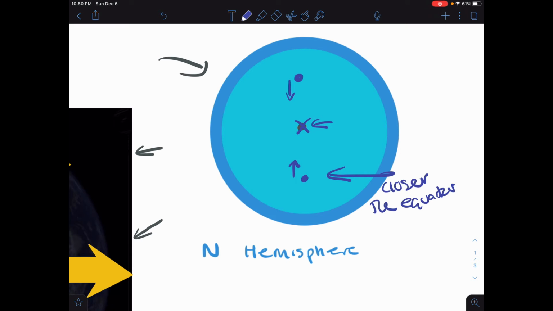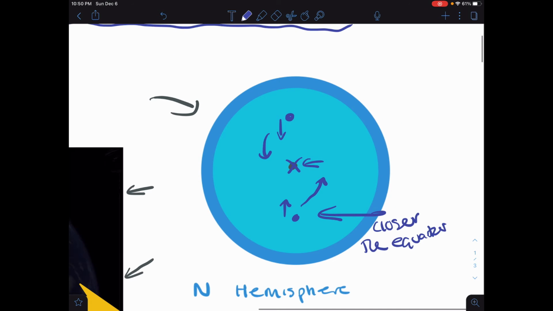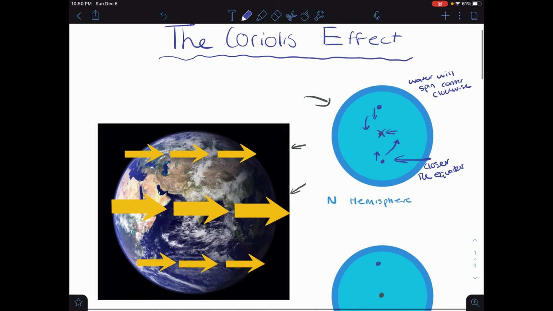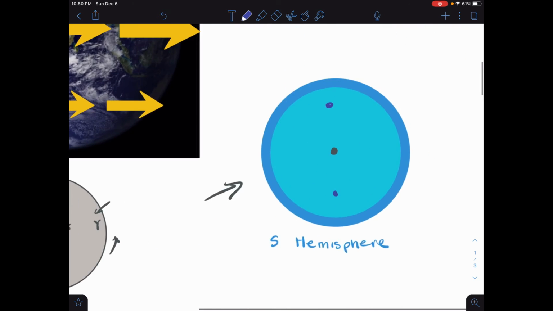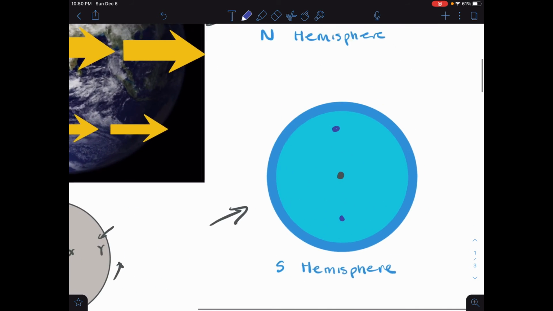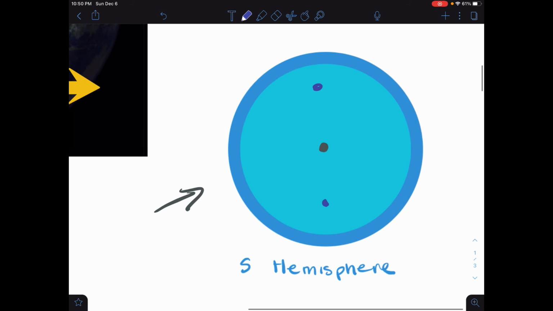As these dots move closer to the center, this one will start spinning that way, and the upper dot will start spinning that way. Basically, the water will spin counterclockwise. And this is interesting, but if you look at things from the southern hemisphere's point, the same thing.